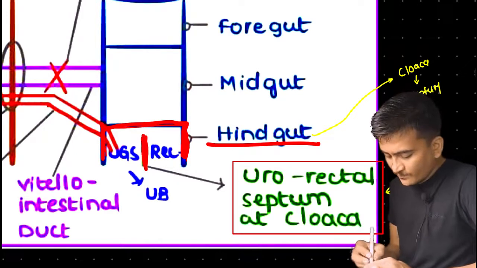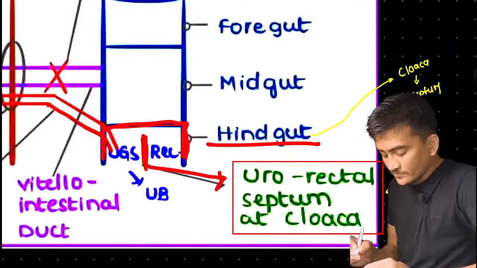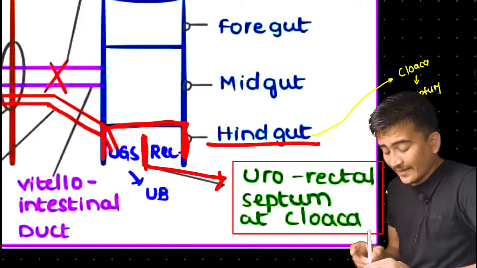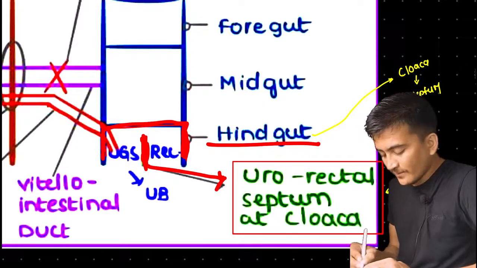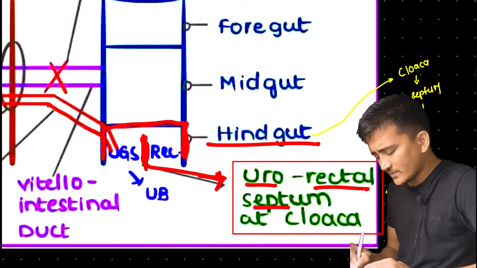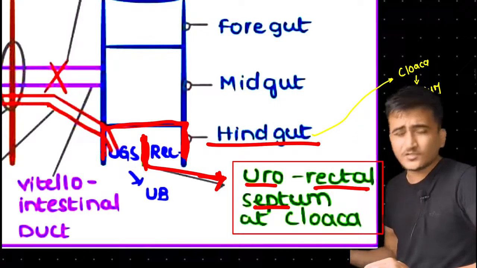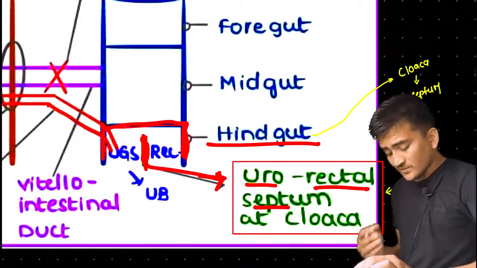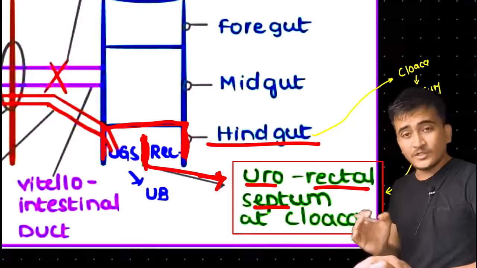This is our septum, and this septum is called what? This hindgut consists of cloaca, and in that cloaca we have a septum, and this septum is called urorectal septum. Urorectal septum. Why is it called urorectal septum? Because obviously it is dividing our hindgut into two structures.